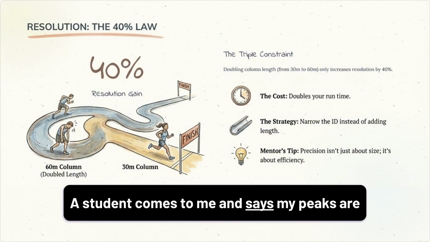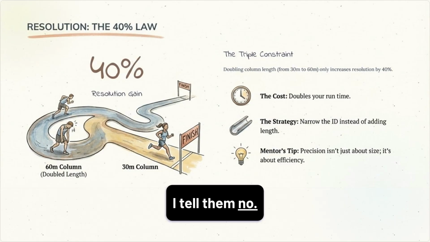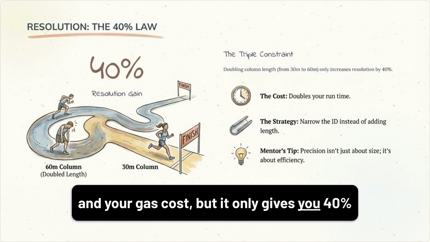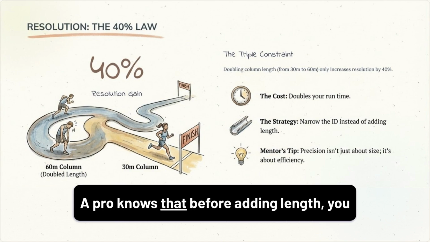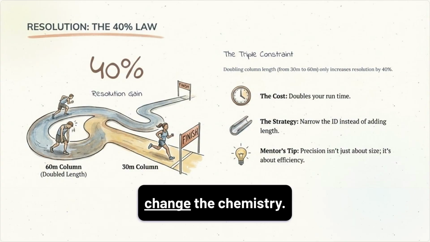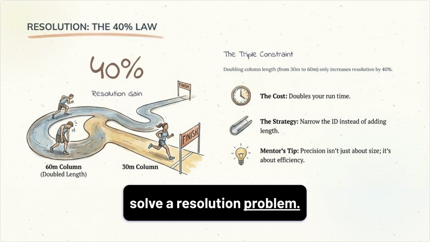Here is a hard lesson from the lab. A student comes to me and says, "My peaks are overlapping, I need a 60-meter column." I tell them no. Doubling your length doubles your analysis time and your gas cost, but it only gives you 40% better resolution. It's a diminishing return. A pro knows that before adding length, you should decrease the internal diameter, ID, or change the chemistry. Adding length is the most expensive way to solve a resolution problem.